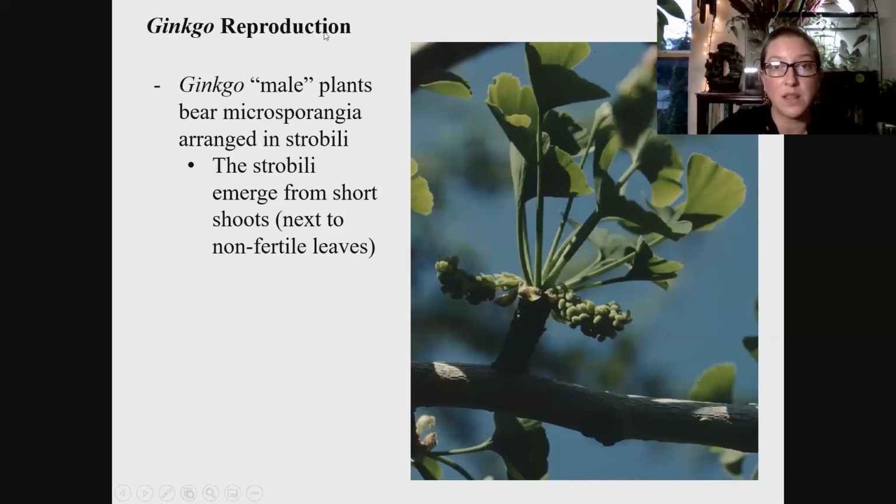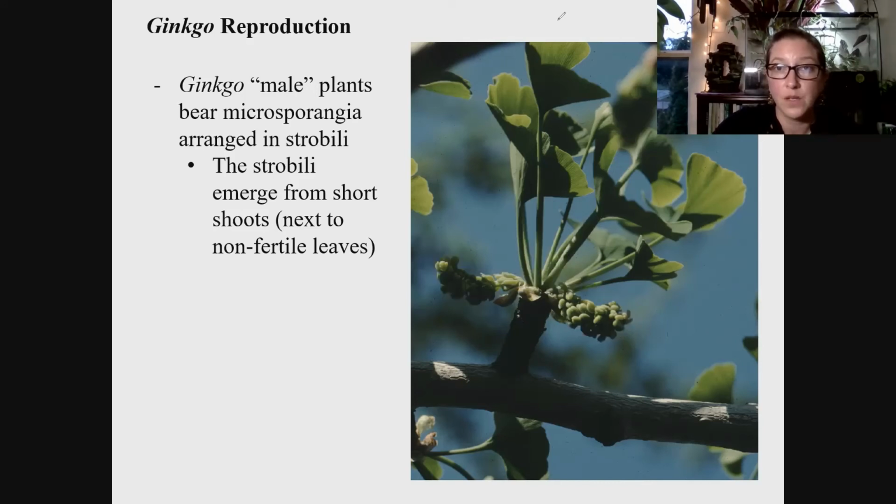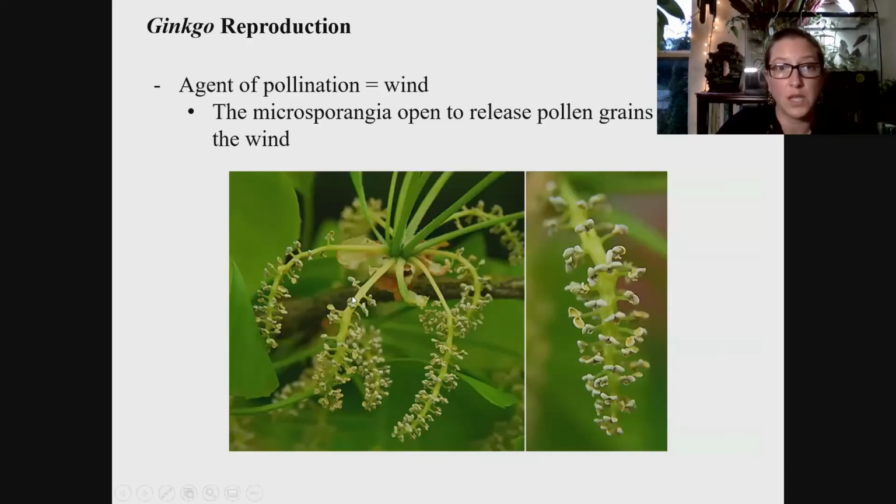Here is the male strobili that grows on those male plants. So here is one strobilus. Here's another strobilus. So two strobili. And just like the ovules, they're going to emerge on the short shoots right next to the regular leaves. The parts of the strobili are the same: a stem with leaves that have microsporangia on them. And so eventually those microsporangia are going to open and release pollen grains into the wind.